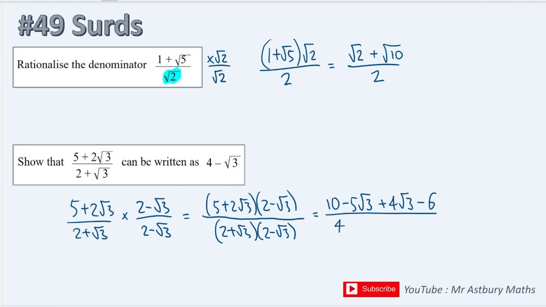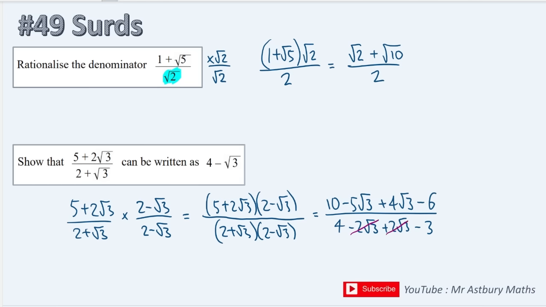2 times minus root 3 is minus 2 root 3. And root 3 times 2 is plus 2 root 3. And then finally, root 3 times minus root 3 is minus 3. Okay, and as predicted, as always, the bottom surds will cancel.